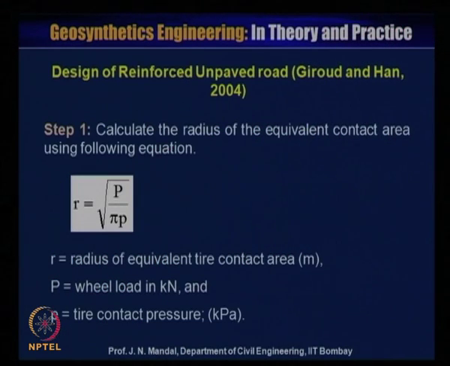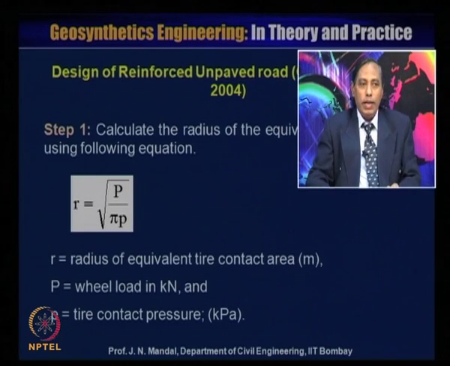Now, I will focus on the design of reinforced unpaved road given by Giroud and Han, 2004. Step 1: Calculate the radius of the equivalent contact area using the following equation. r is equal to the root of P divided by pi p, where r is the radius of equivalent tire contact area, P is the wheel load in kilonewton, and p is the tire contact pressure in kilopascal.